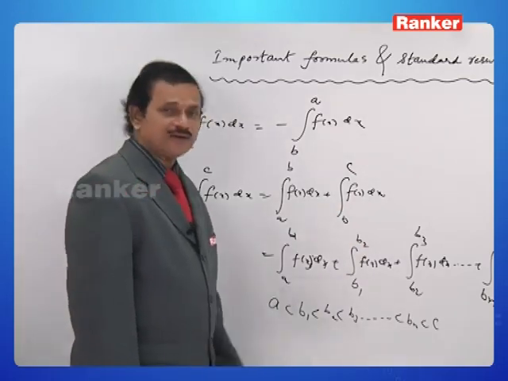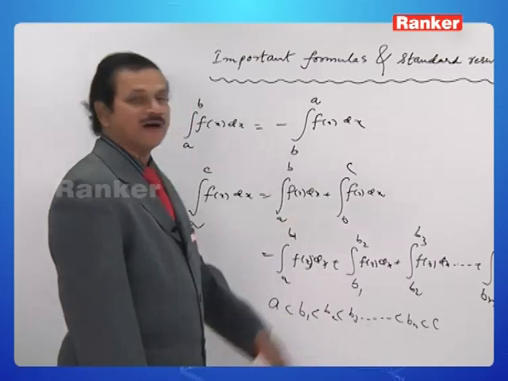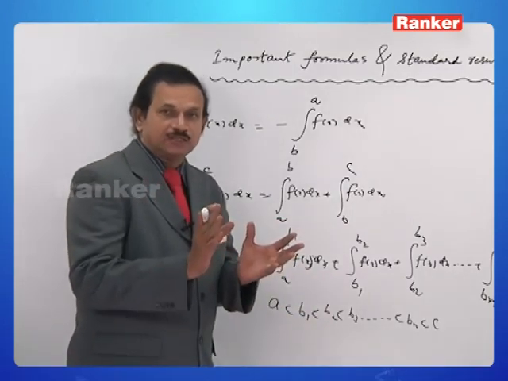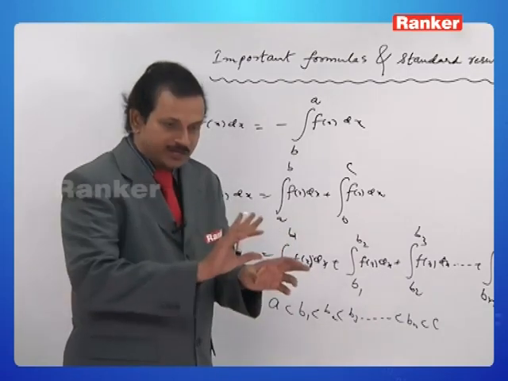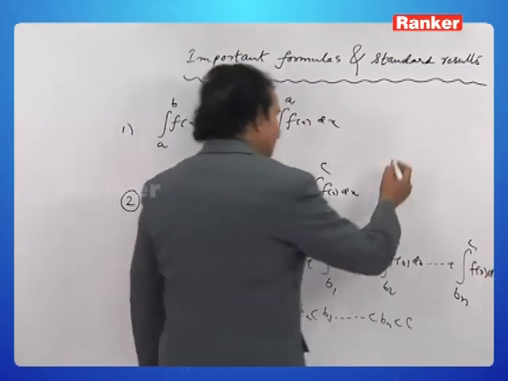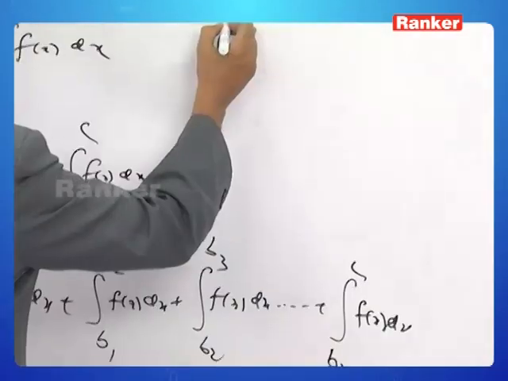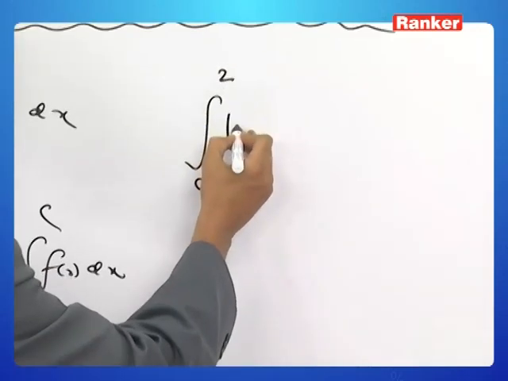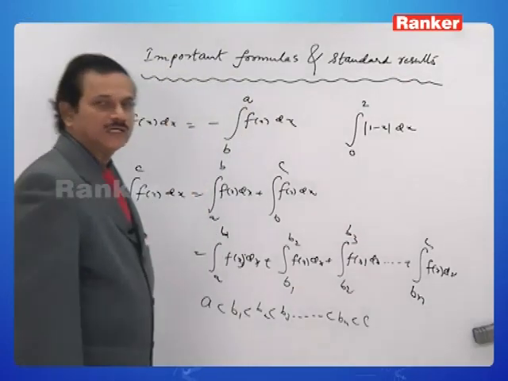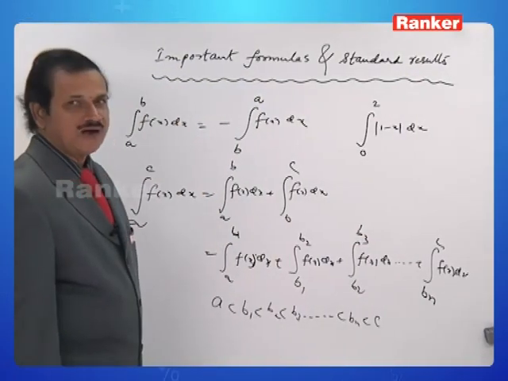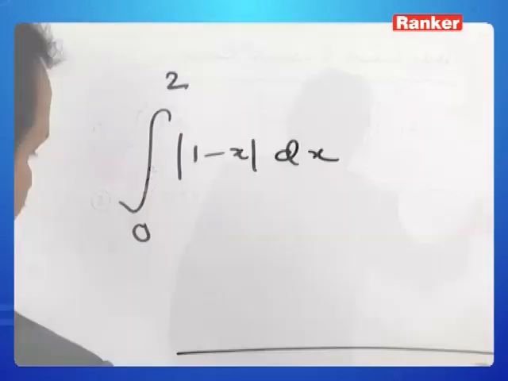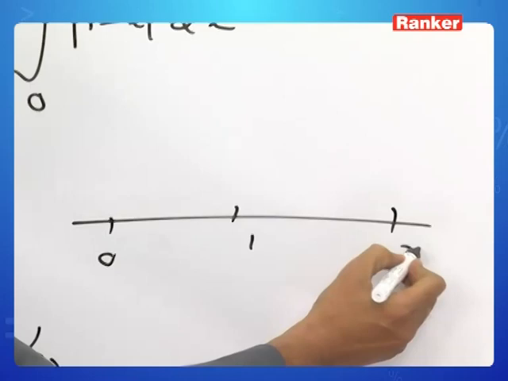And this particular formula is very useful for us when the consideration of the function at crucial intervals is to be considered. As an example, let me consider the integral 0 to 2 modulus of 1 minus x. Between 0 and 2, mod 1 minus x has different phases. You see 0, 1, x.